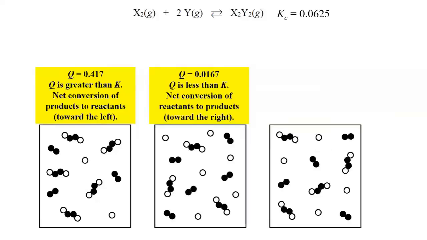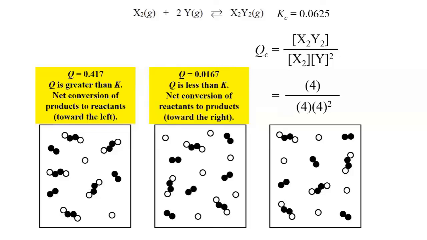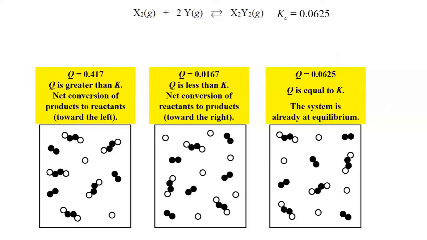And now for this third diagram, if we count the particles, I see 4 particles of X2Y2, I see 4 particles of X2, and I see 4 particles of Y. So it's going to be the reaction quotient 4 divided by the product of 4 times 4 squared. When we do this math, we actually get a value of 0.0625, which means Q is equal to K. For this diagram, the system is already at equilibrium.